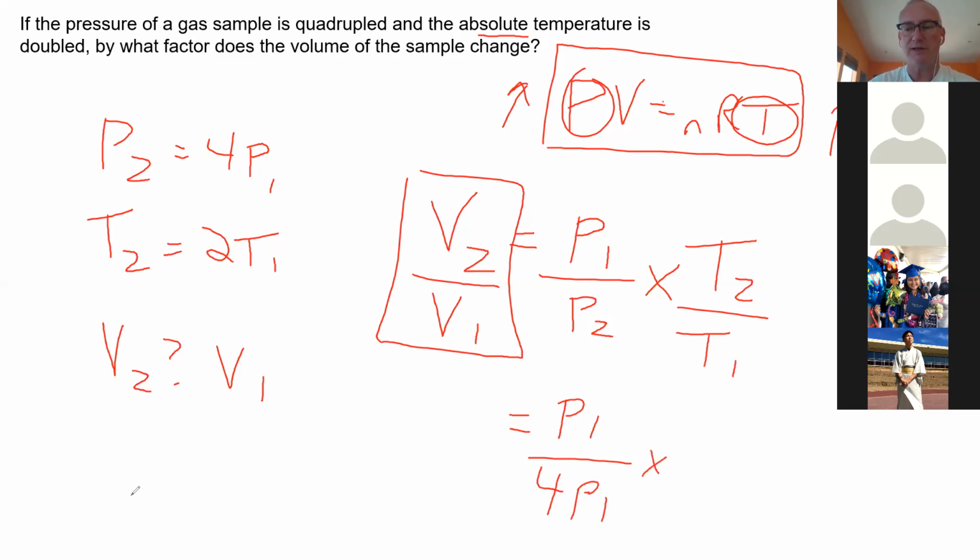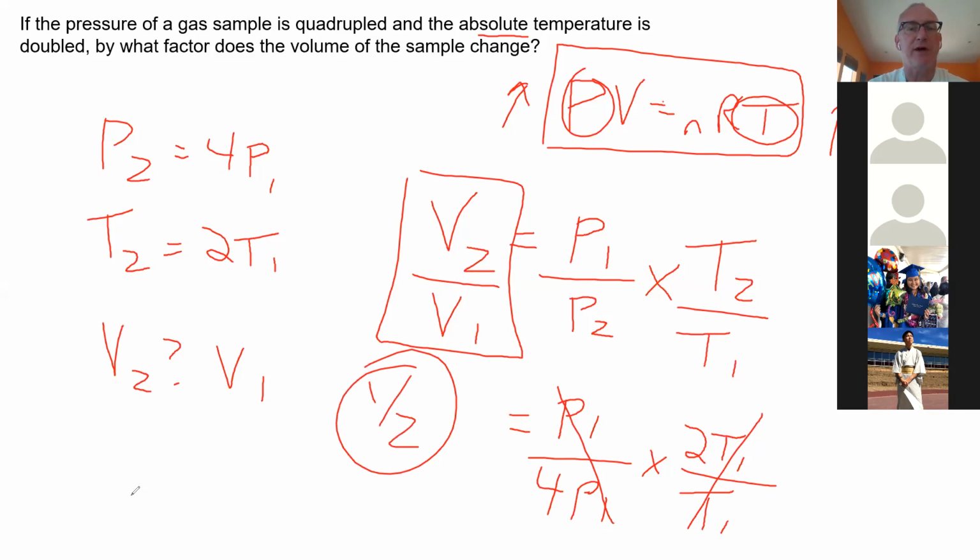What's the relationship between T2 and T1? T2 is twice as much as T1. Right. So that's 2T1 over T1. So P1s cancel, T1s cancel. What's our final answer? 1/2. 1/2.